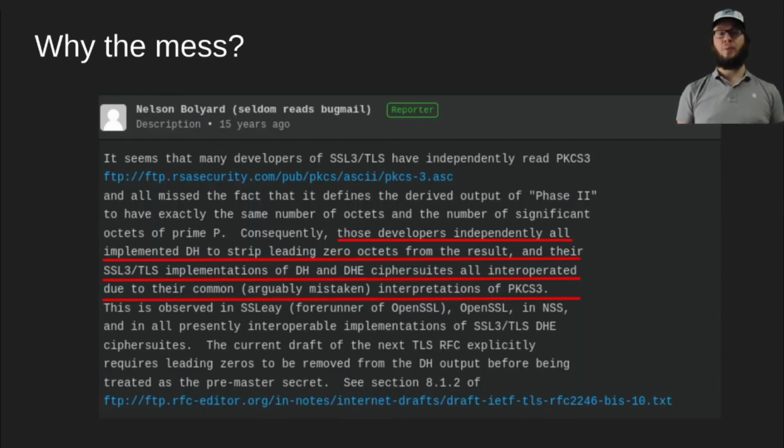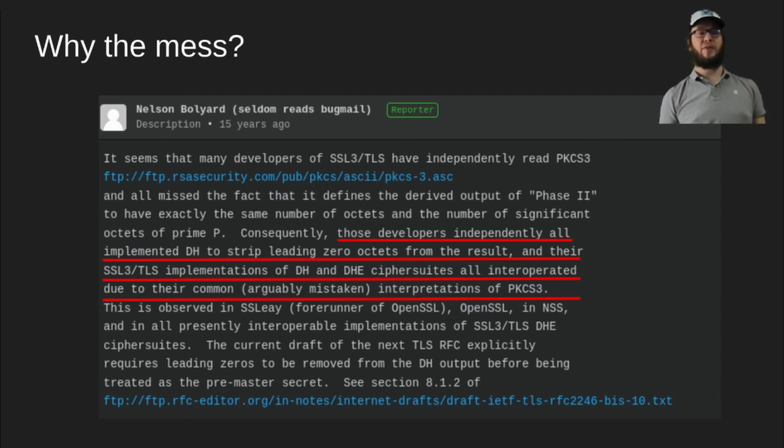You might also wonder, why is TLS stripping leading zero bytes in the first place? Well, we found the answer to this question in a Mozilla bug tracker. Apparently, SSL3 intended to implement PKCS#3, which is the standard which describes the Diffie-Hellman key exchange, and that required users to keep leading zero bytes, but only wrote, to quote, "a conventional Diffie-Hellman computation is performed." However, since it did not explicitly mention PKCS#3, nor what to do with the leading zero bytes, a lot of developers independently started stripping leading zero bytes, such that their implementations were all interoperable to one another.